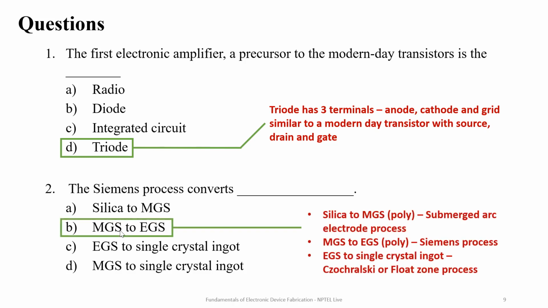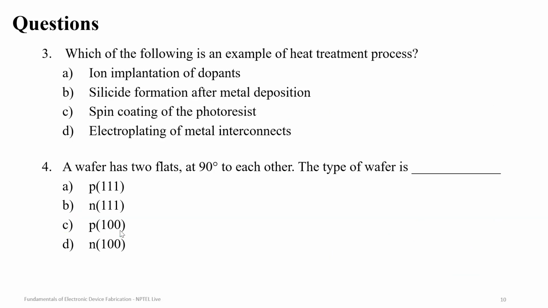So this is an additional point: normal silica or sand is converted to metallurgical grade polycrystalline silicon using the submerged arc electrode process. And then MGS is converted to EGS using the Siemens process. Finally, EGS then has to be converted into the single crystalline ingot, which is then sliced into the silicon wafers. That is done using the Czochralski and the float zone process.